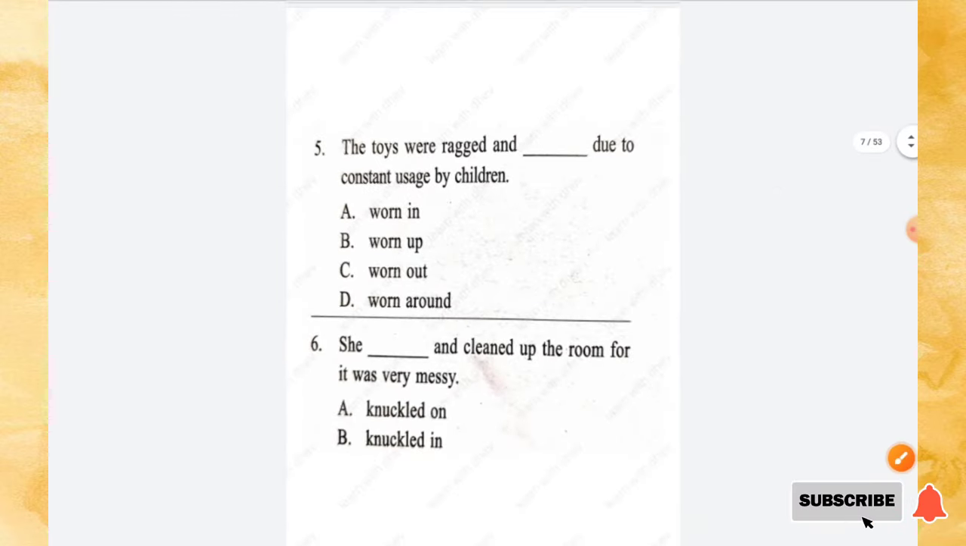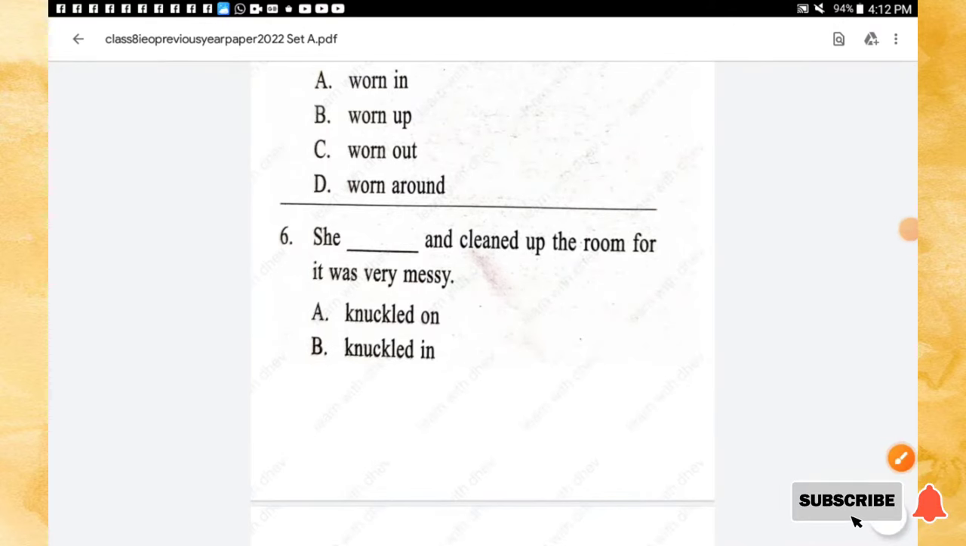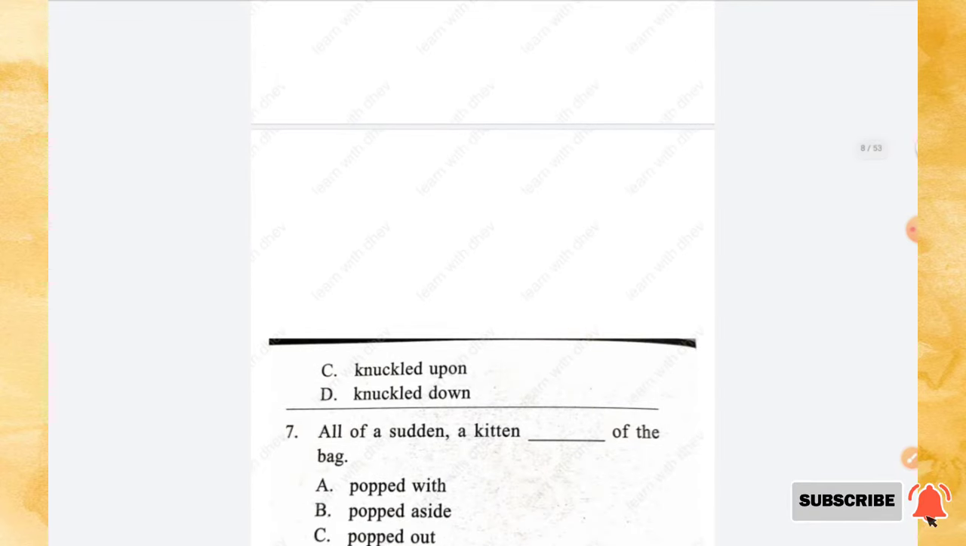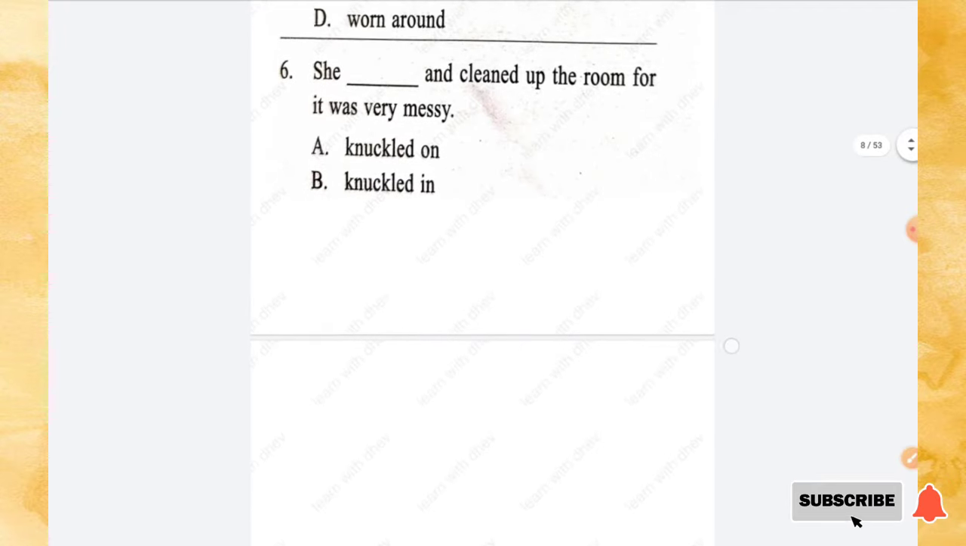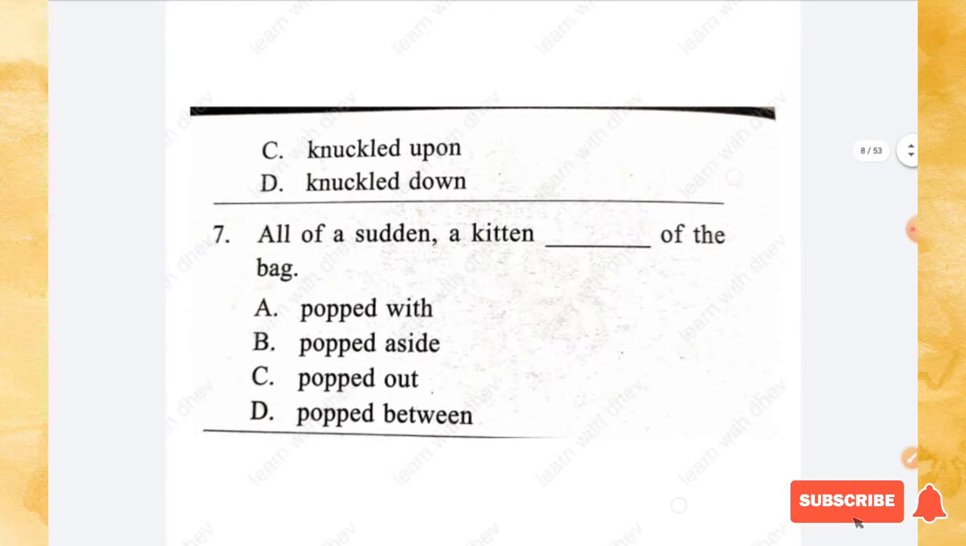Question number 5. The toys were ragged and blank due to constant usage by children. Options are worn in, worn up, worn out, worn around. The right answer is: the toys were ragged and worn out due to the constant usage by children. Question number 6. She blank and cleaned up the room for it was very messy. Options are knuckled on, knuckled in, knuckled upon, knuckled down. So the right answer is she knuckled down and cleaned up the room for it was very messy. Option D is the right answer.